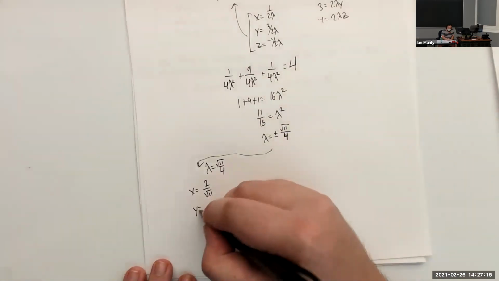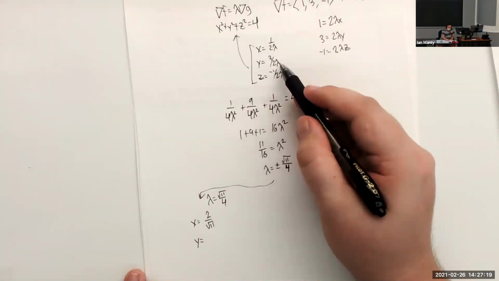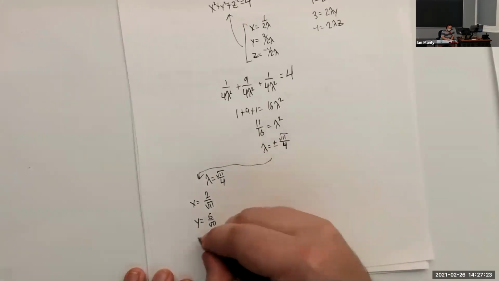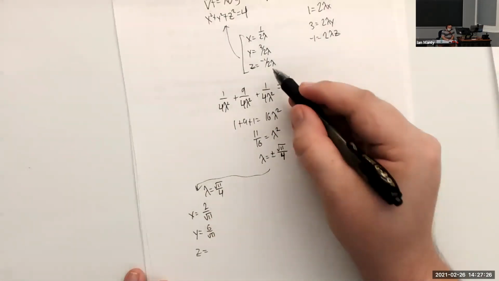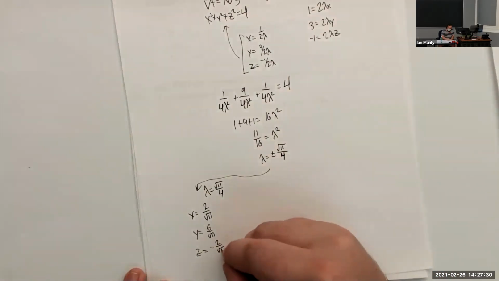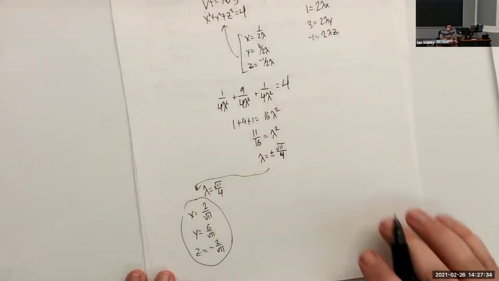All right, y, let's see here. If I plug root 11 over 4 into here, I think that will give me 6 over root 11, if I'm not mistaken. And then if I plug root 11 over 4 into here, I get negative 2 over root 11. Okay, so there's one point.